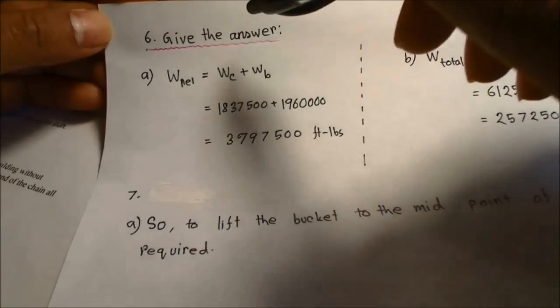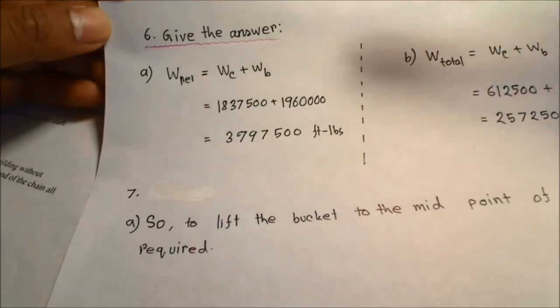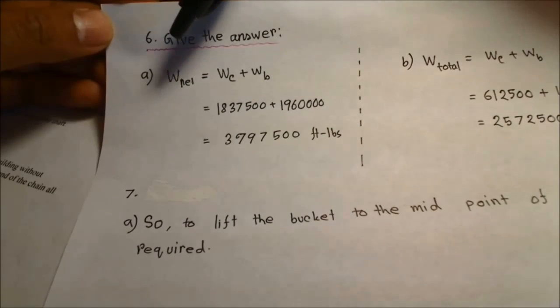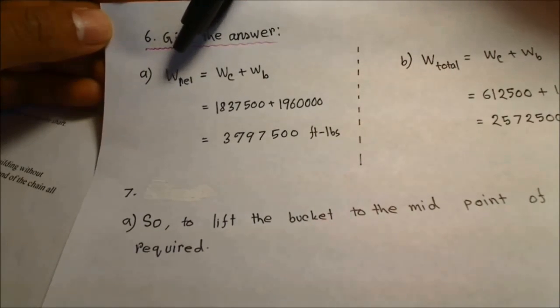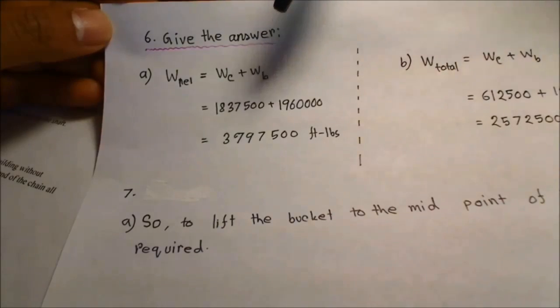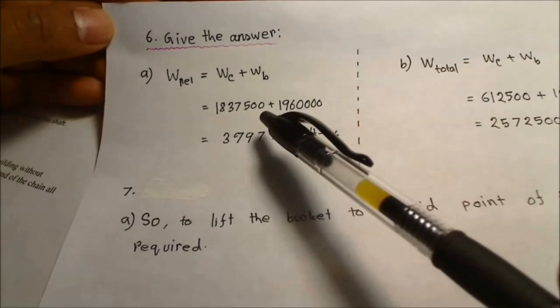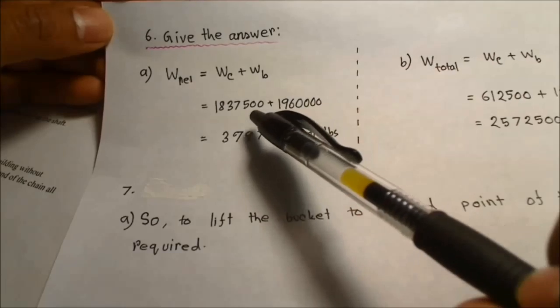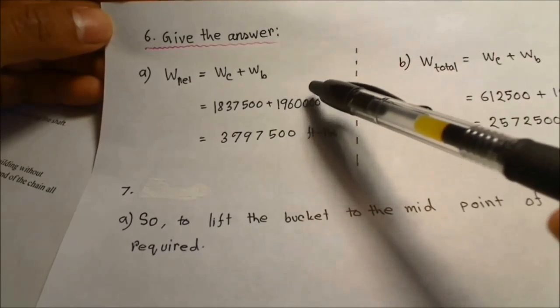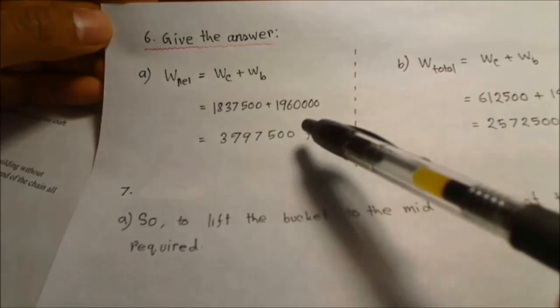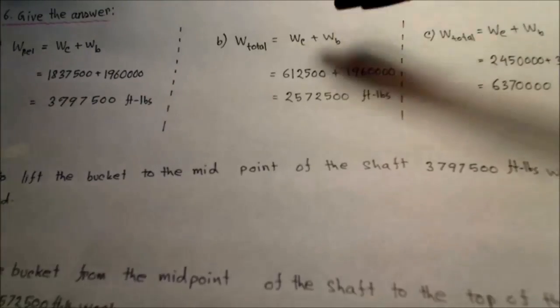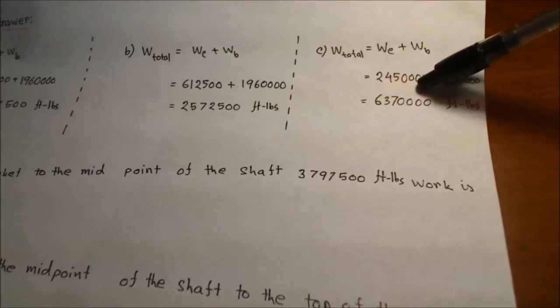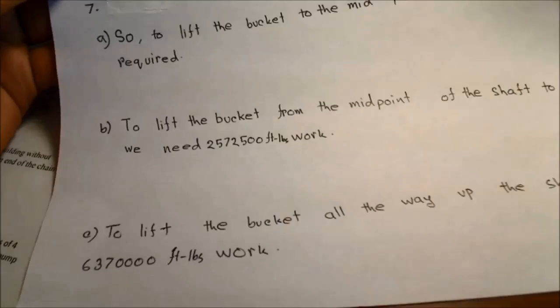In part 6, give the answer. To give the answer, we have W net equals WC plus WB. We take the answer from part 5 for WC and then WB, and we add them together, and we get this answer in foot-pounds. We did the same thing for B and the same thing for C. And here's our answer.